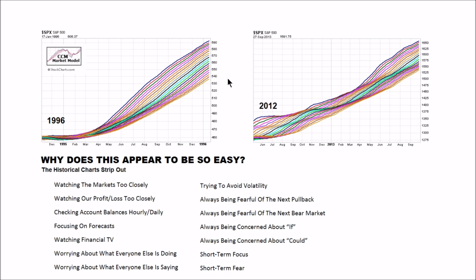We're not trying to avoid volatility. We're not fearful of a pullback when we look at this in the present day. We're not fearful of the next bear market. And we're not going through all kinds of if this happens, the market could do this scenarios. When we look at this chart here from 1996 in calendar year 2017, we don't have a short-term focus and we're not fearful because there's nothing fearful about looking at a historical chart.